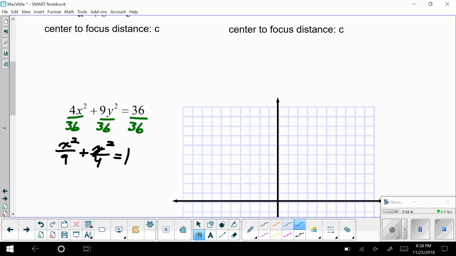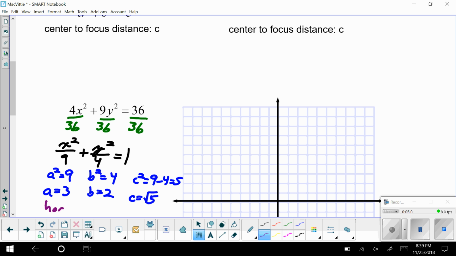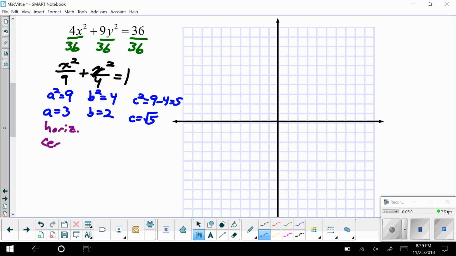So now what this tells me is, because 9 is larger than 4, a squared is 9, b squared is 4. So a is 3, b is 2. Then c squared would be a squared minus b squared, which is 5. So c is going to be the square root of 5. I can also see this is going to be horizontal. I can even see that the center is going to be at the origin, 0, 0, because I didn't move my x's or y's at all.